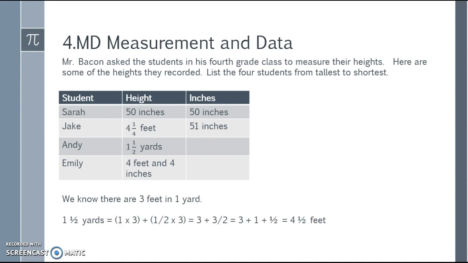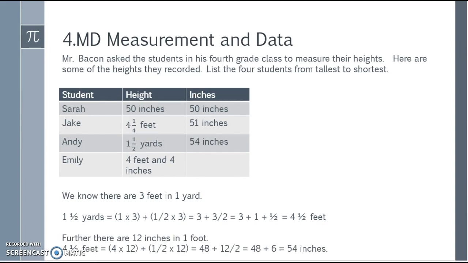We know there are 3 feet in 1 yard, so I will convert 1½ yards. So I decomposed 1½ into 1 and a half, each multiplying them by 3. So 1 times 3 is 3, half times 3 is 3 copies of 1/2, which is equal to 1 whole plus a half. So 3 plus 1½ is 4½ feet. Now I need to convert that 4½ feet into inches.